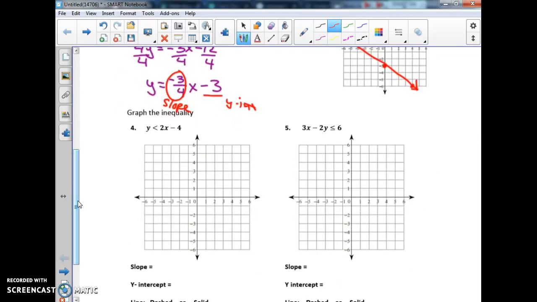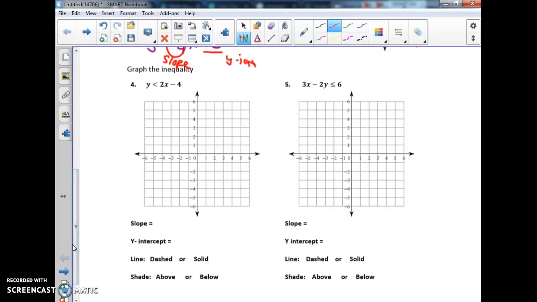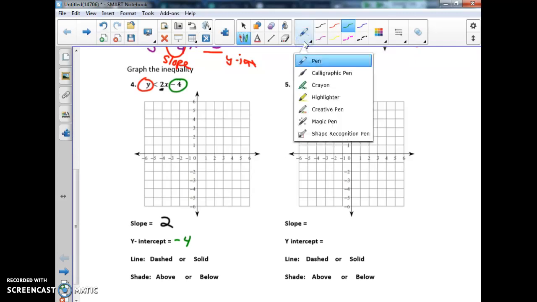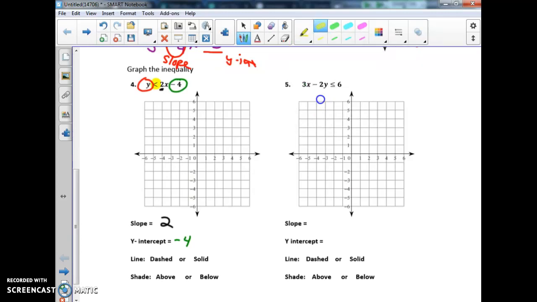For 4 and 5, we learned yesterday how to graph these. Number 4 is kind of easy because it's already solved for y, so I don't have to do anything. It asks what the slope is. Remember, the slope is what's next to your x, so my slope is 2. And my y-intercept is what's attached, so my y-intercept is -4. When I look at this, I need to look at the inequality sign right here to determine whether it's a dashed or solid, or if I should shade above or below.